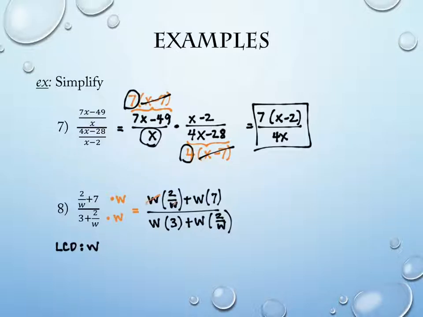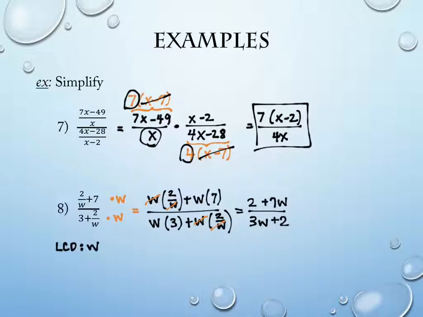So this W and this W cancel, leaving me with what? 2. The other piece would be more naturally written as 7W. And on the denominator, 3W. What happens to the W times 2 over W? They cancel again, leaving me with a 2, right?